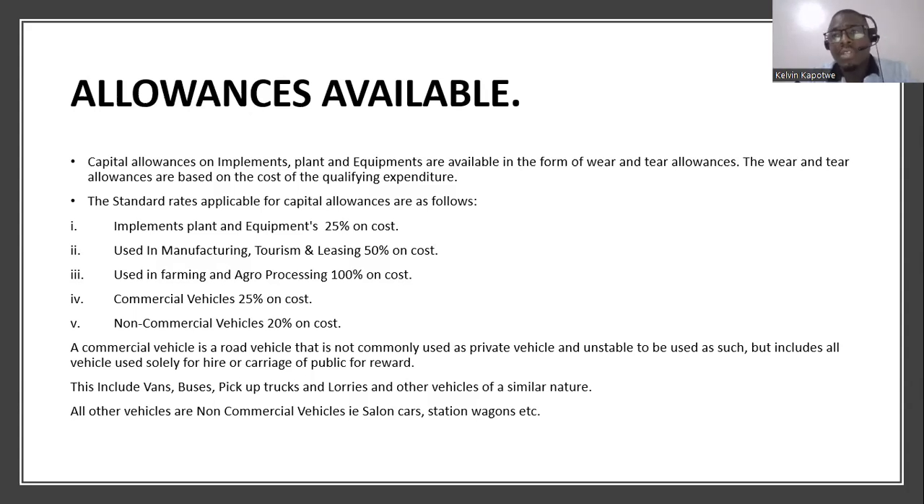All right. So the vehicles that you then use for private use, for example, Toyota Hilux, then that vehicle would qualify as a non-commercial vehicle, and they're going to claim capital allowance at 20%. All right. So I think I've given some examples there in terms of what vehicles would qualify as non-commercial vehicles. There we've got the saloon cars, station wagons, etc. And then the lorries and other vehicles of similar nature, pickup trucks and other vans would qualify as commercial vehicles.